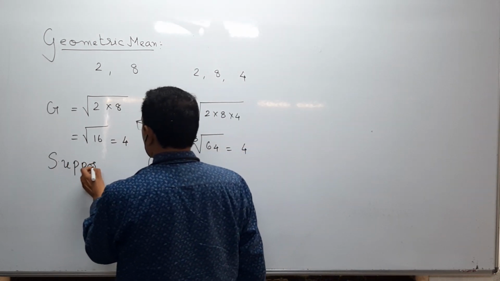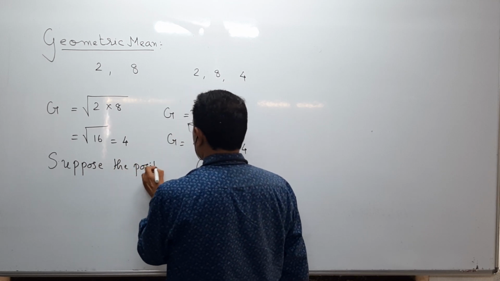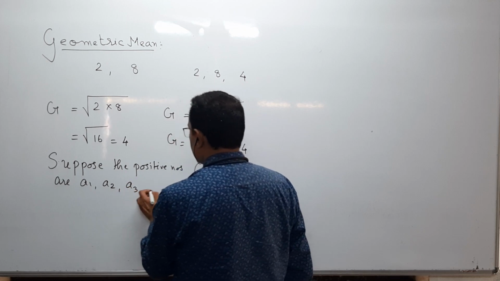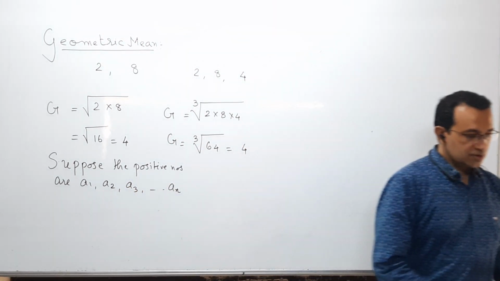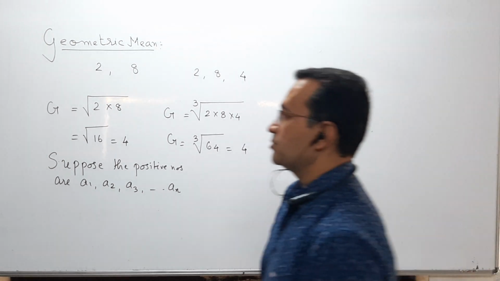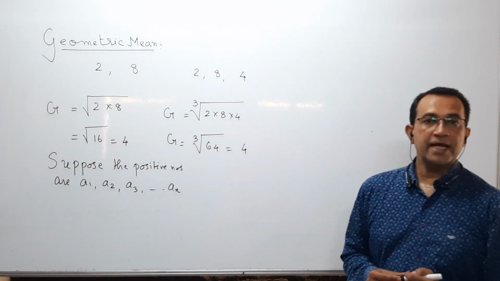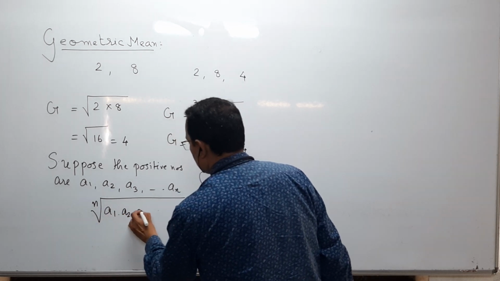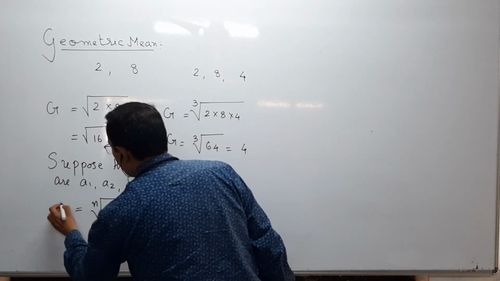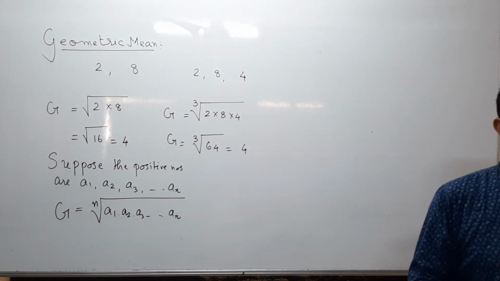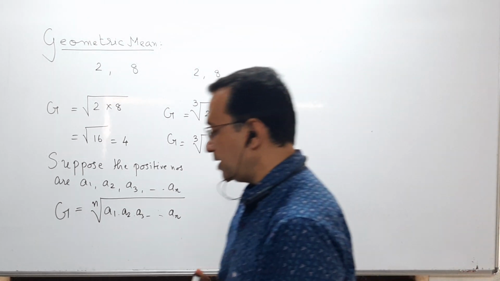Suppose the positive numbers given are A1, A2, A3 up to AN. Students, pay attention. This definition is given on page number 82. So, all of you please concentrate. Suppose we are given positive numbers A1, A2, A3 up to AN. So, we are given n numbers. So, the nth root of the product of A1, A2, A3 up to AN is defined as the geometric mean of these n numbers, which is denoted by, students, capital G. So, the definition of geometric mean goes like this, students.